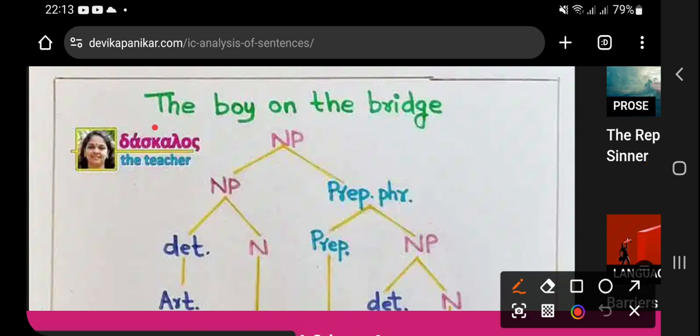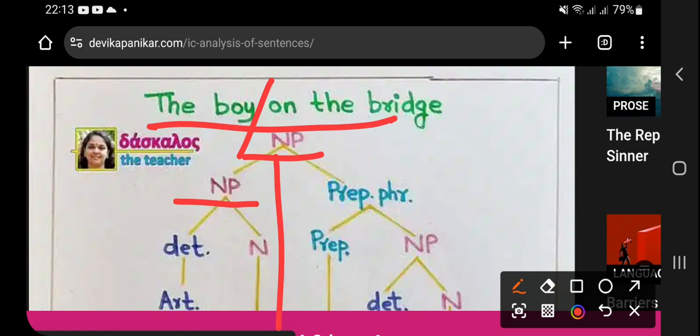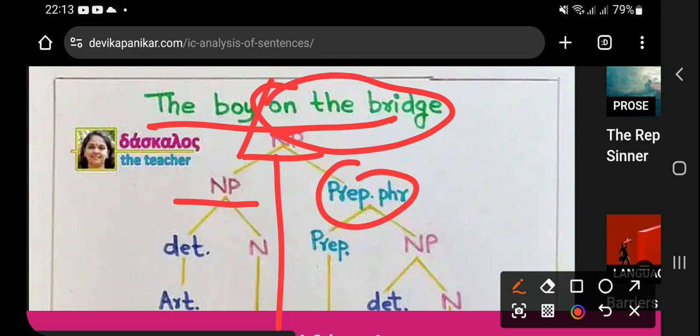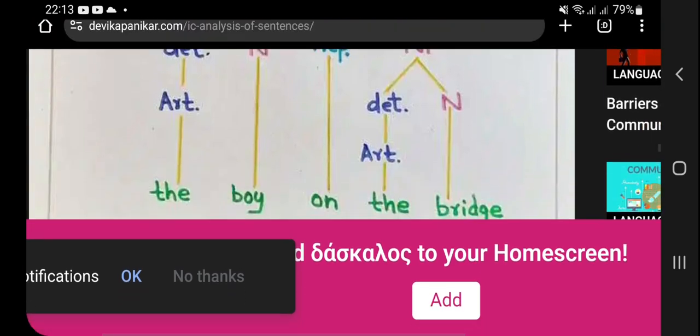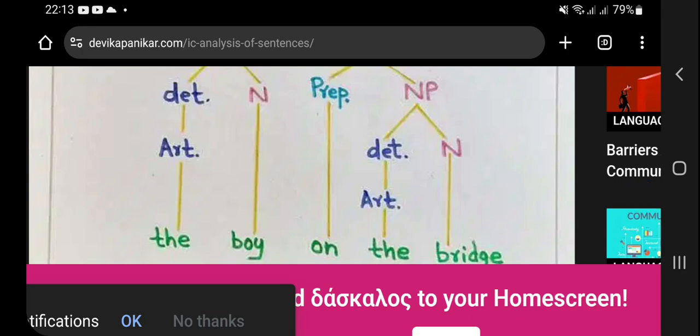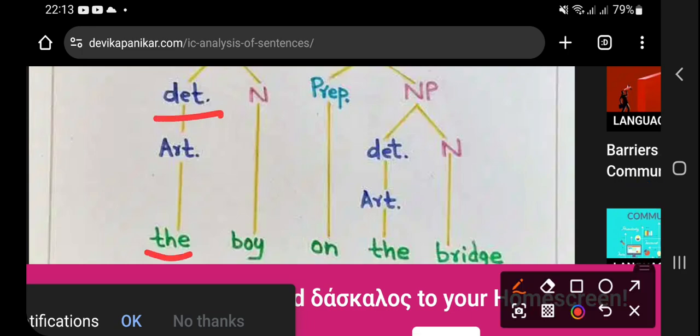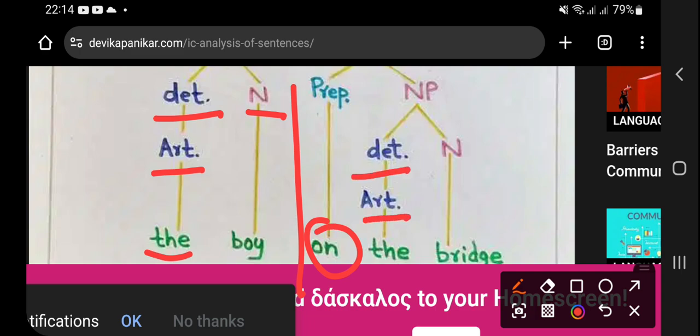The boy on the bridge is a noun phrase, which is divided into one more noun phrase, a noun phrase within a noun phrase, and on the bridge, which starts with a preposition, is a prepositional phrase. Now the first noun phrase is divided into the, a determiner or article, and boy, a noun. Then the prepositional phrase has the preposition on, then again a noun phrase, the determiner article the, and bridge, a noun.